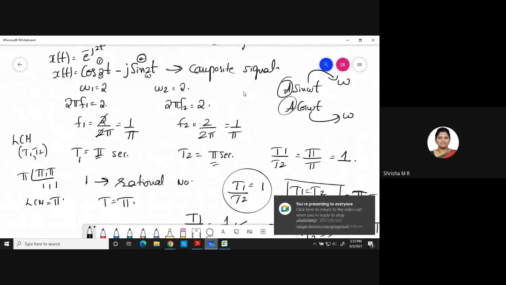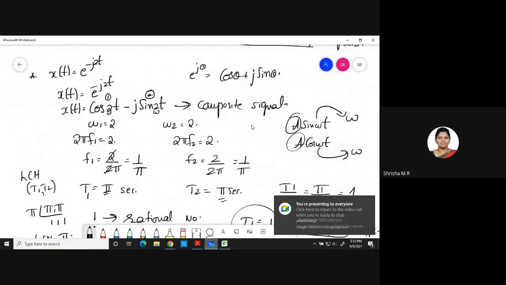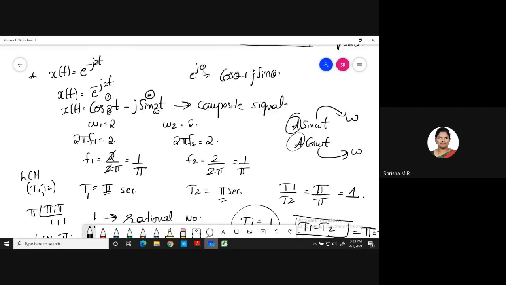So I'll explain you once again. We have a signal x of t of e power j theta form. We have written it in the form cos theta plus j sin theta. So cos 2t minus j sin 2t. e power minus j theta is nothing but cos theta minus j sin theta. This is a composite signal. You have to find omega 1 and omega 2. If you have just a single term, then you can just find omega. But here we have two parts, so find omega 1 and omega 2. Omega 1 is 2 and omega 2 is also 2.